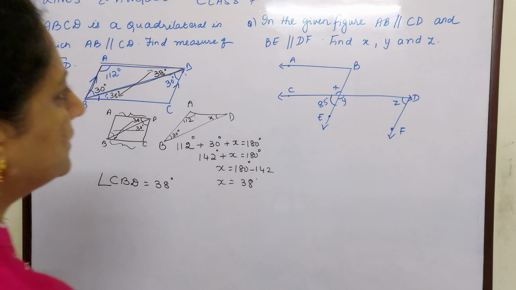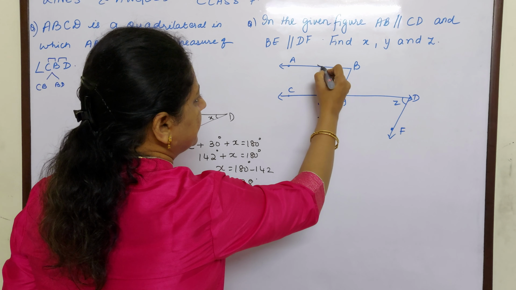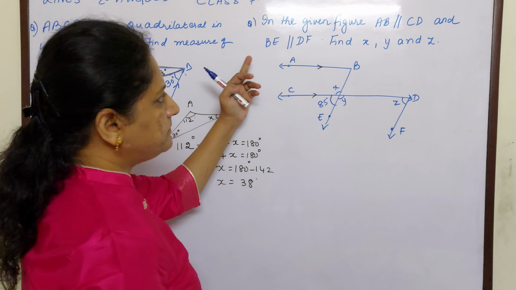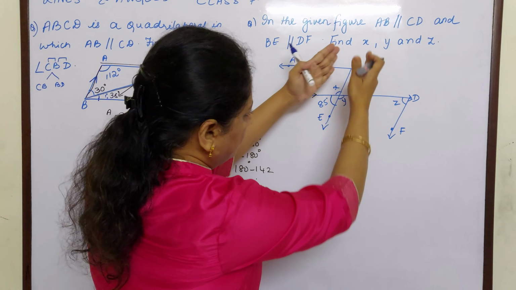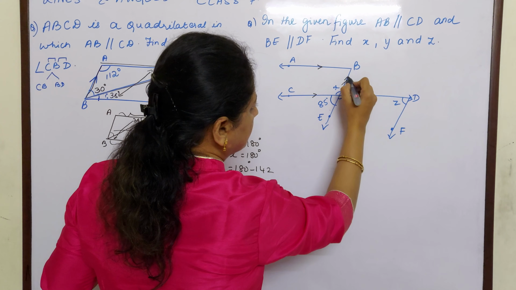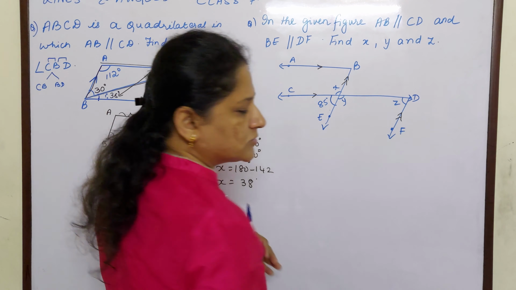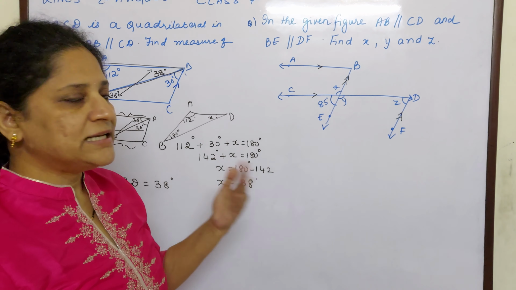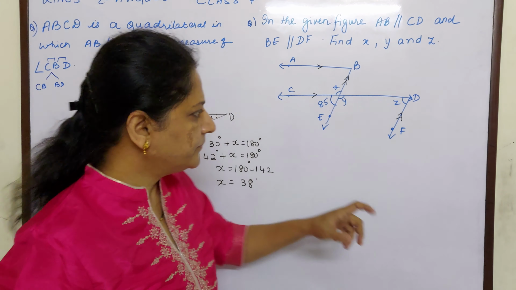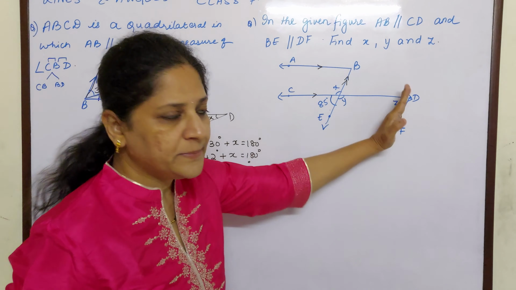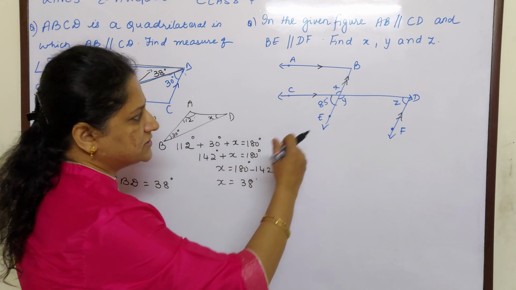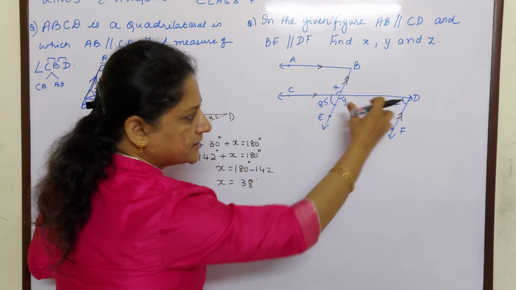In the given figure, AB is parallel to CD. So this line is parallel to this line. And BE is parallel to DF. That means this is parallel to this. So for easy understanding, with one arrow you can say AB is parallel to CD, and with two arrows you can say BE is parallel to DF. Find x, y, z. Now if you see, children, x, y is here and z is here.